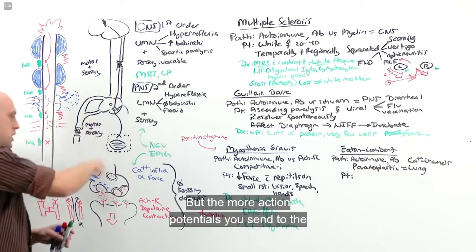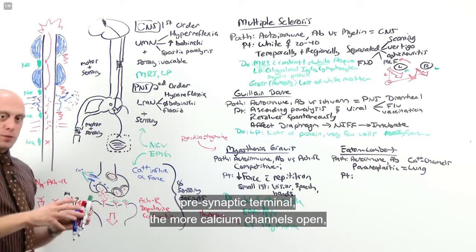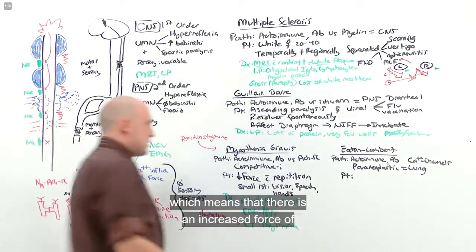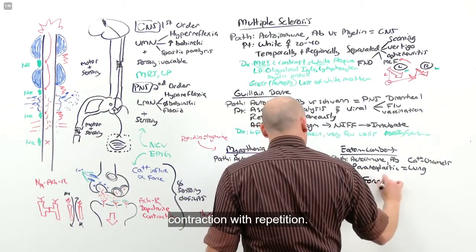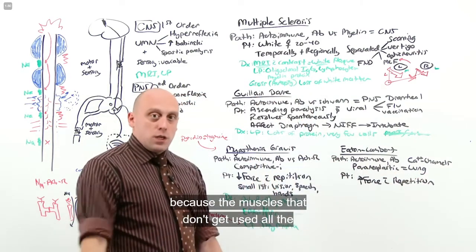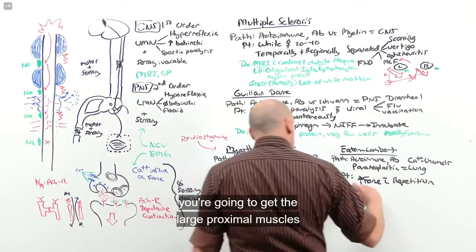But the more action potentials you send to the presynaptic terminal, the more calcium channels open, the more they outcompete the calcium channel antibodies, the more calcium comes in, and the greater the strength of contraction. Which means that there is an increased force of contraction with repetition. The exact opposite of myasthenia gravis. And because the muscles that don't get used all the time need time to warm up, you're going to get the large proximal muscles affected first.